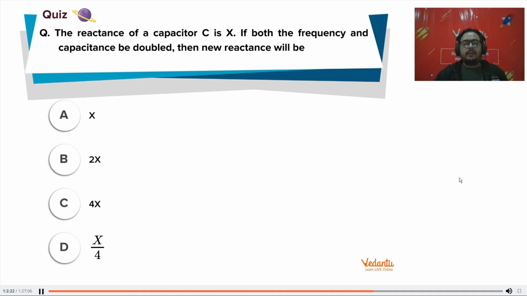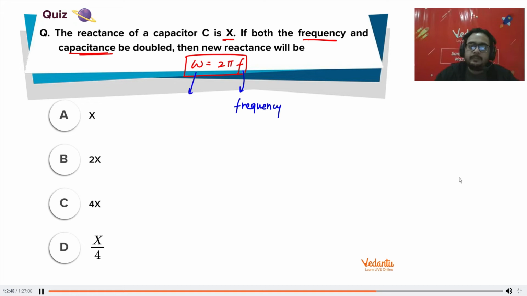Chalo, next question in front of you. The question is, the reactance of a capacitor C is X. If both the frequency and capacitance are doubled, the new reactance will be? You know omega is 2 pi f. Here f is the frequency and omega is called the angular frequency. They are doubling the frequency. So what will be the new reactance? Think about it, everyone. XC. I'll give you 30 seconds to think, then we'll vote on it.